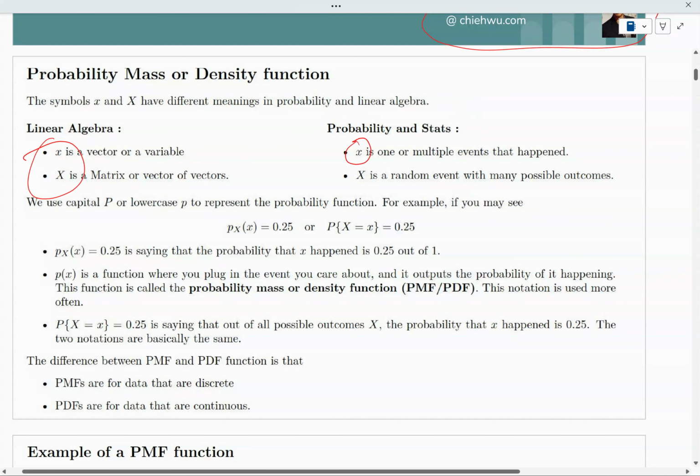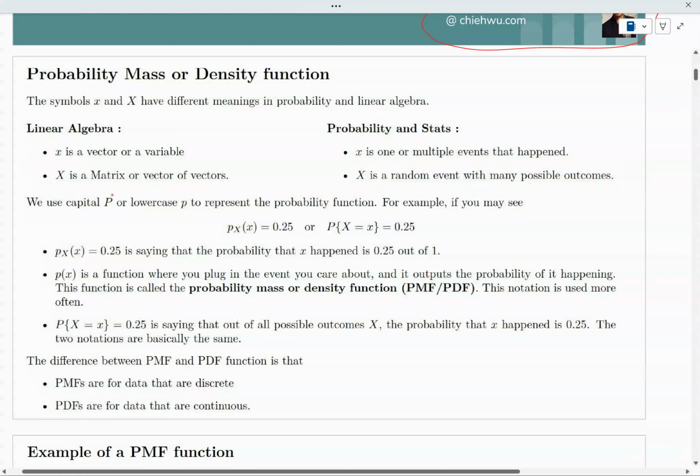Lowercase x in probability and statistics denotes one or multiple events that happened, past tense, something that happened. And capital X is a random event of many possible outcomes, and you don't know what happened yet. So capital X is the possibility of events, but nothing has happened yet. Lowercase is when something already happened.